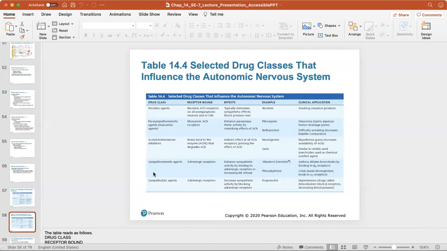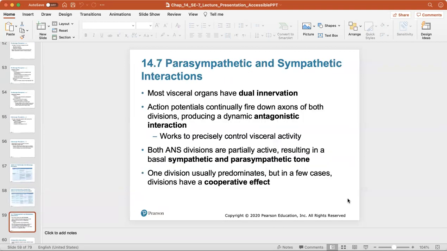This is the selected drug class that can influence the autonomic nervous system, the drug class, the receptor bound, and the effects that it will mimic. And then examples of those drugs like nicotine, propranolol, and then the clinical application. So a lot of times we learn about these receptors and how they bind, because this is where drugs will have their influence. So medications and drugs will mimic, but the binding at these receptors to either have some sort of inhibitory or stimulatory effect on some sort of effector organ.